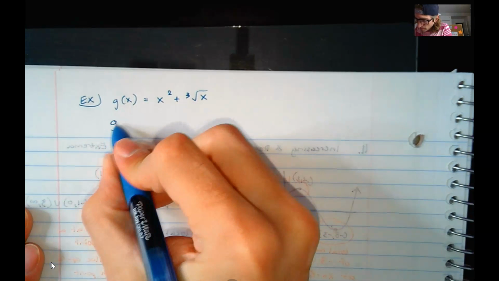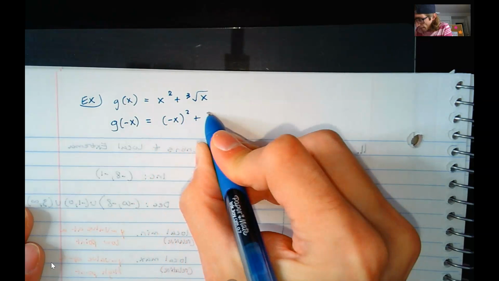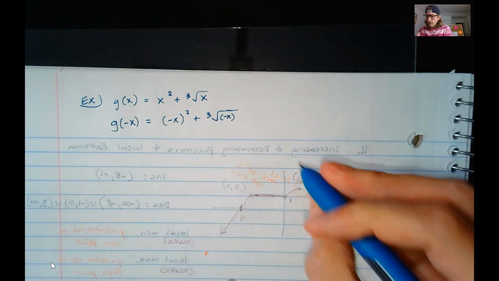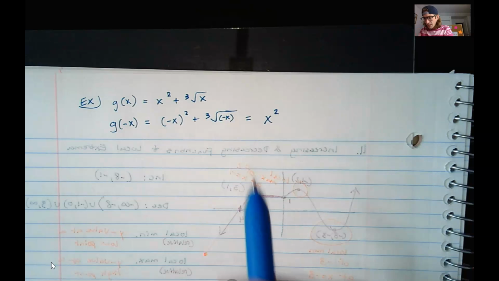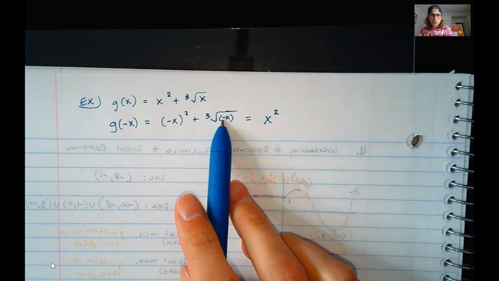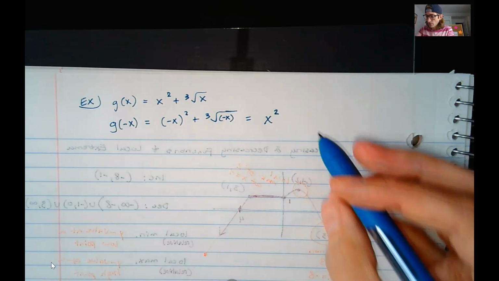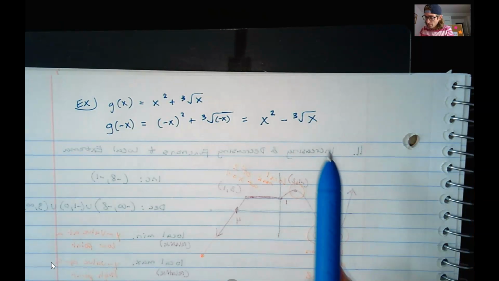So we substitute in negative x. Negative x squared ends up being positive x squared no matter what. And then here, I don't know how much you know about cube roots, but when you take the cube root of negative 8, it's negative 2. When you take the cube root of negative 27, it's negative 3. You get the negative answer. So this would be minus the cube root of x.